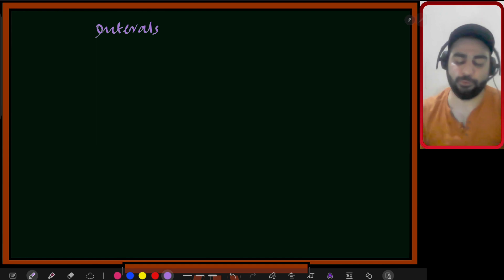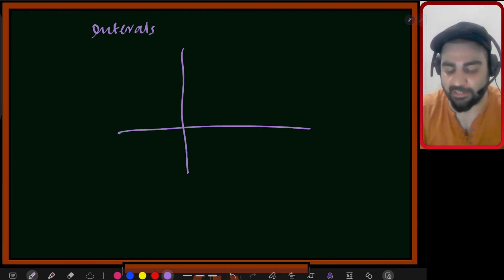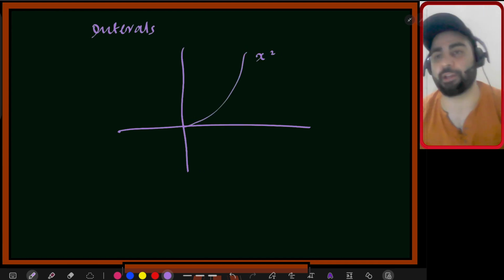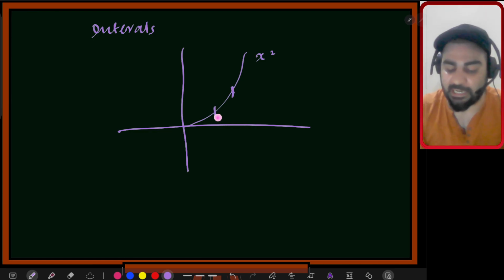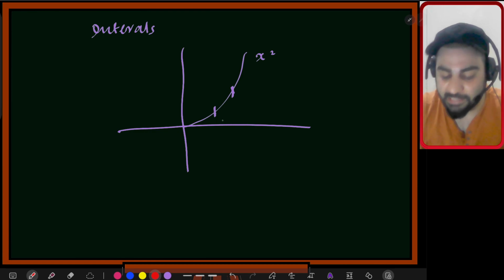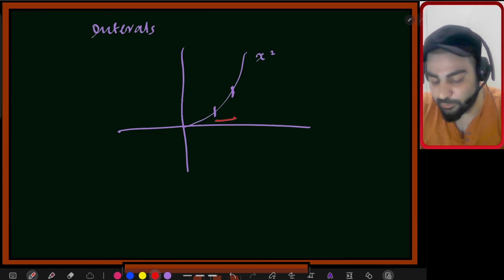Okay, so if you see this, if I just make this x square graph, I'll use it as the reference graph. So this is my x square. So now if you see from here to here, this function has particular values. So I'll call this an interval. So from this to this is the x interval.